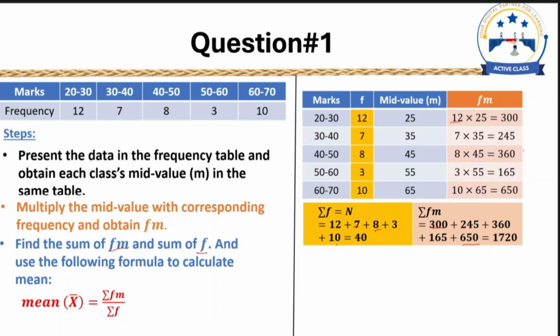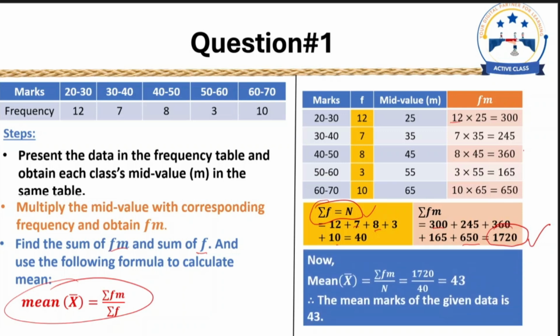Now we use the formula to calculate the mean. The formula to calculate mean is summation FM by summation F. We have calculated the value of summation FM, which is 1720, and the value of summation F, which we also represent with the letter N. So if we divide this value by this one, that gives us the mean. Let's do it. Mean equals summation FM by N. Summation FM is 1720. N is 40. So 1720 divided by 40 is 43. Therefore, the average marks of the given data is 43.